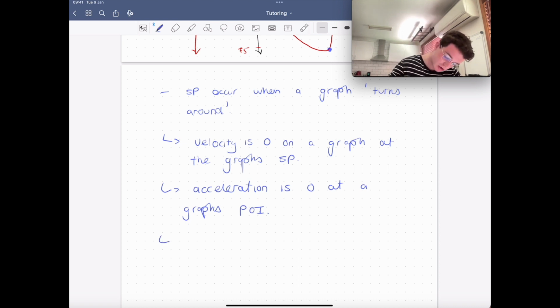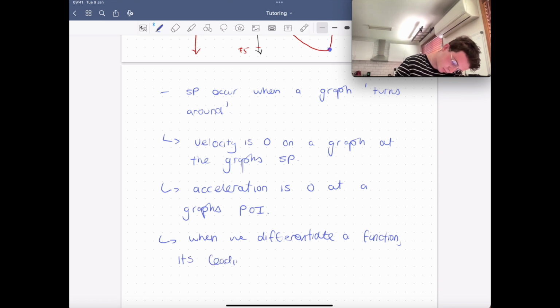And the other thing to note is that when we differentiate a function, its leading term reduces by 1.